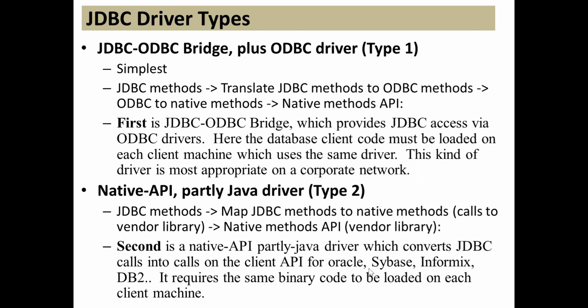The second one is Type 2. Type 2 is nothing but a native API, partly Java driver. It means it converts JDBC calls into calls on the client API, where API is nothing but an application programming interface. The interface may be Oracle, or Sybase, or Informix, or DB2.